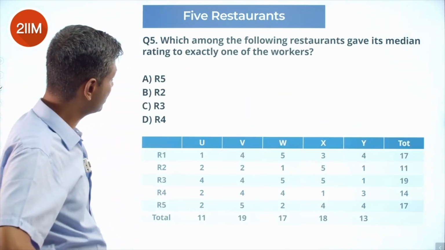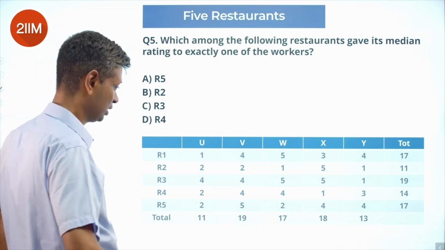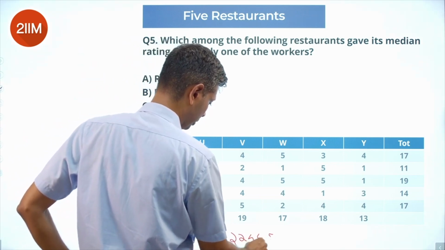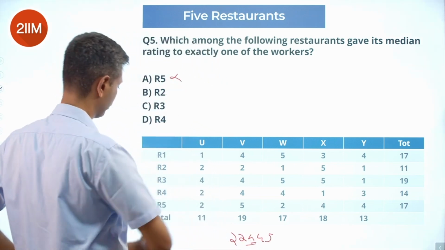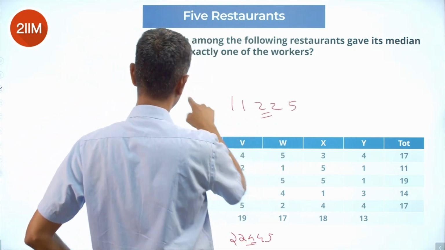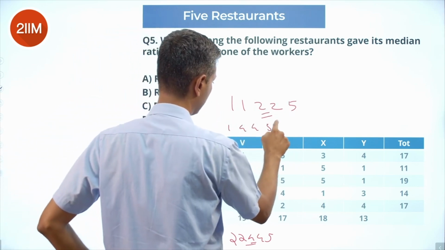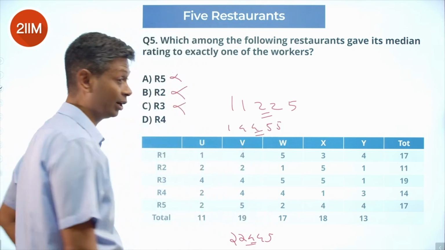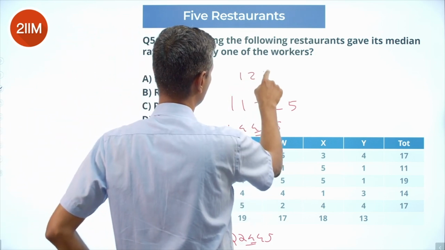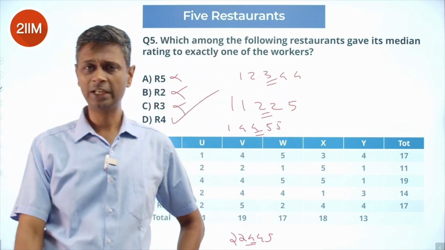Which among the following restaurants gave its median rating to exactly one of the workers? R5 is given 2, 2, 4, 4, 5, median is 4, not R5. R2 is given 1, 1, 2, 2, 5, median is 2, not R2. R3 is given 1, 4, 4, 5, 5, median is 4, not R3. I'm getting worried. R4 is given 1, 2, 3, 4, 4, median is 3. The answer. Only to one person. 3, done, true.